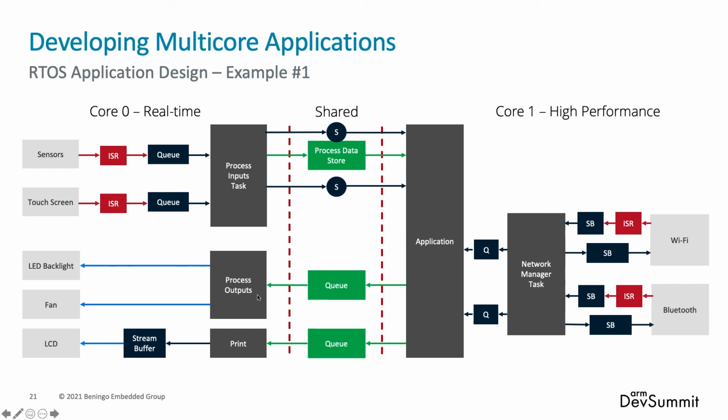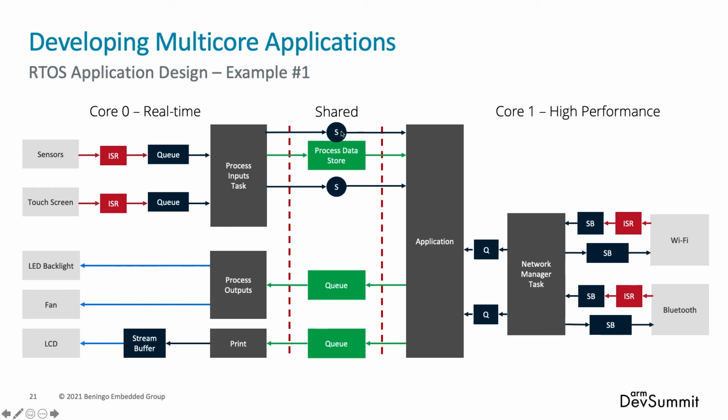In this particular example, I've rearranged things. They're flip-flopped from before. You can see the network manager is on the right-hand side, in the high-performance core. So all my Wi-Fi, Bluetooth communication, and interactions with my application are over here. And then all the real-time tasks, processing inputs, printing to the display, or processing the outputs, are now in the other core. Data comes in and goes into the process data store just like before. So this is some shared RAM, for example.